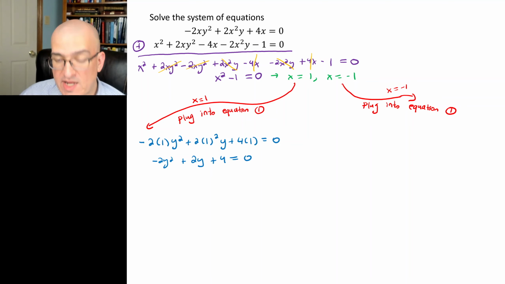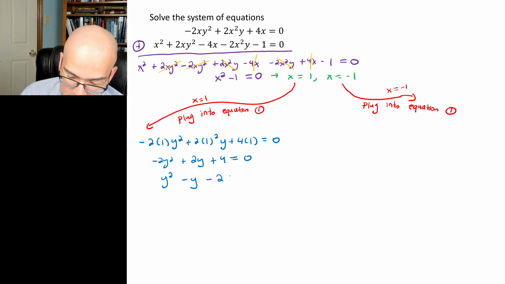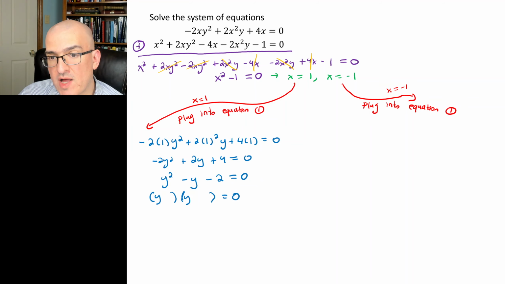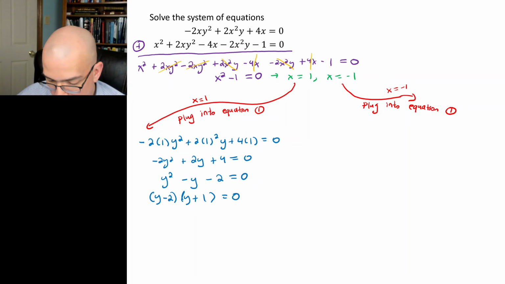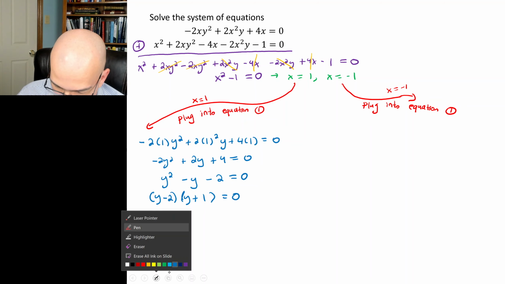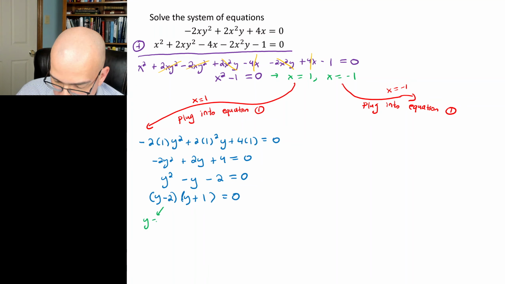I'm going to divide both sides by negative 2 so that the coefficient in front of the quadratic term, the y squared term, is 1. So y squared minus y minus 2 is equal to 0. And then I'm going to factor into two linear terms. The mystery numbers in the brackets must multiply together to give negative 2 and add together to give negative 1. So negative 2 and positive 1 will be the factors. And then this tells us that y is equal to 2 and y is equal to negative 1 are solutions. We have two critical points from this case.